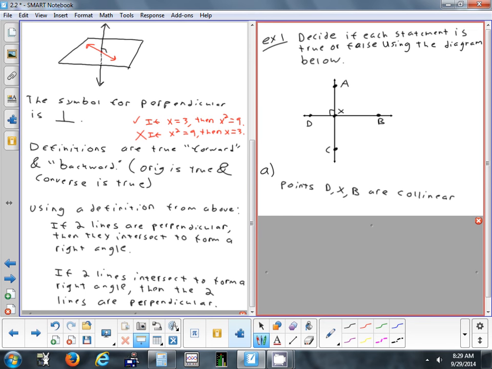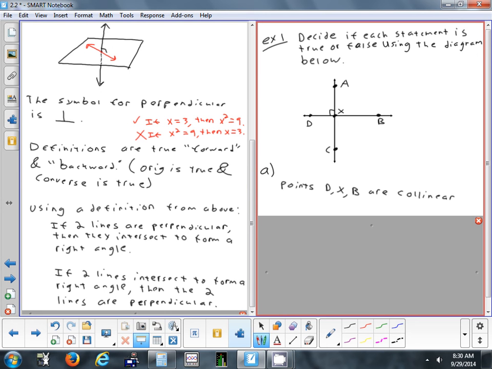Can anybody tell me how you know one of these other angles is 90? Luke? If CXB and DXA are vertical, then it has to be 90. Perfect. And if they're supplementary, then 90 plus 90 also equals 180. So that means AXB also has to equal 90.